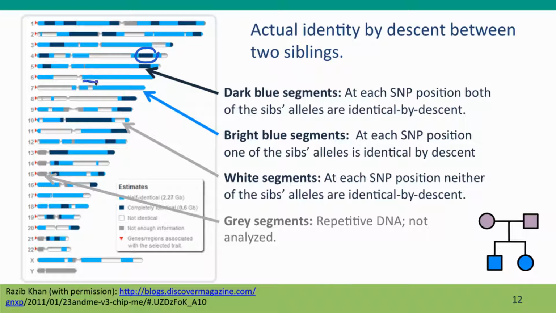There are lots of segments indicated in light blue where they're half identical. That means they either both got the same allele from their mom, or they both got the same allele from their dad, but not both. And then there are long white segments where they got different alleles from their mom and different alleles from their dad. So there could be parts of your genome where you're identical to your sister, and other parts where your genomes are completely different.